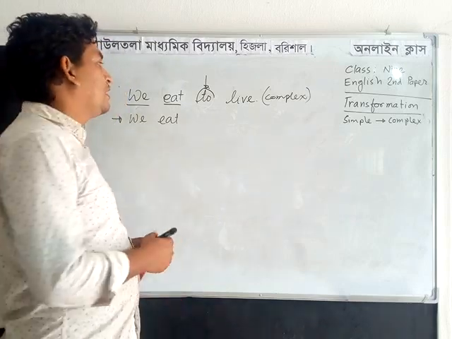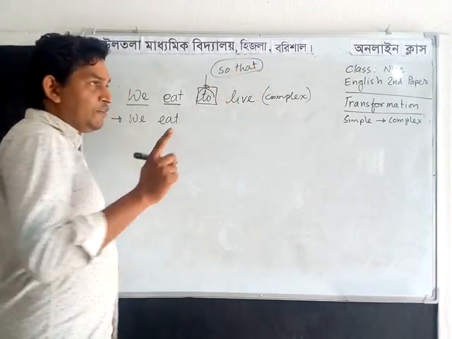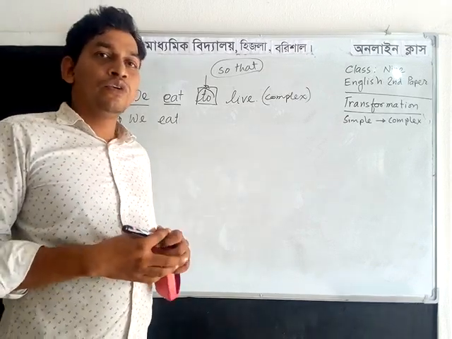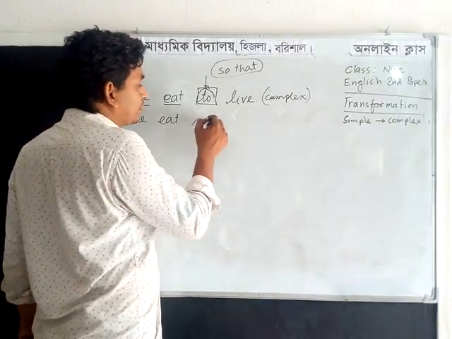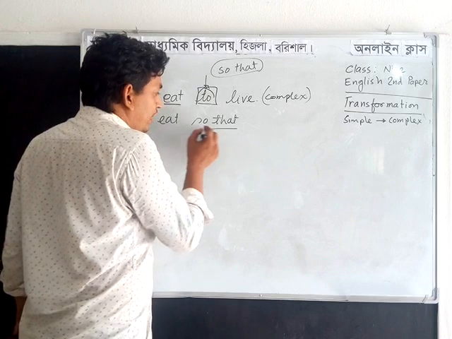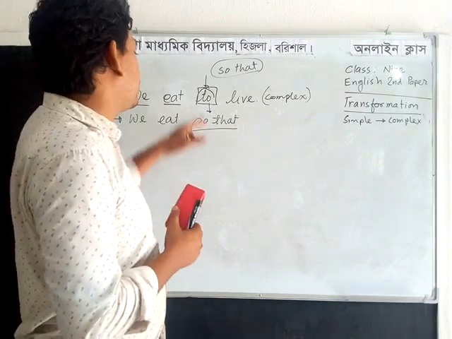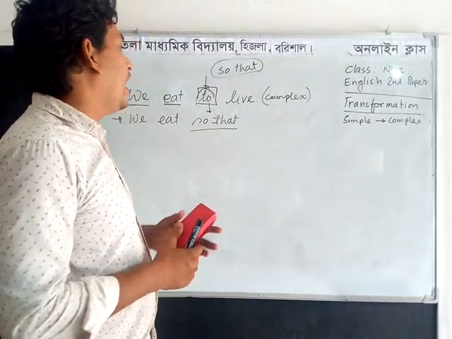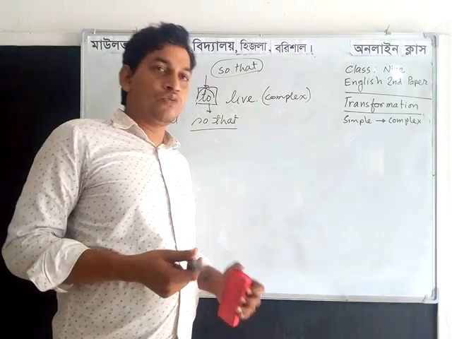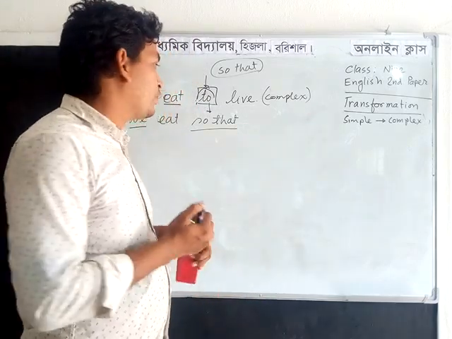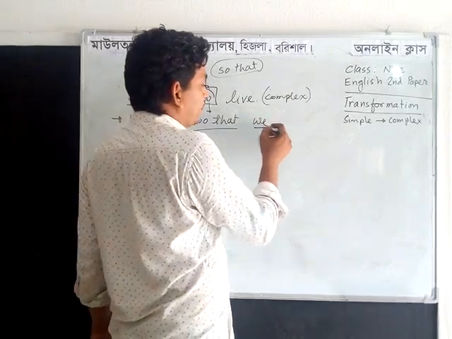And if there is any purpose, we have to write so that. If to refers to any purpose, we have to write so that to denote the purpose in complex form. That's why we eat so that. I have written so that instead of writing to, because my target is to make the sentence complex, and to will be changed to so that or in order that. Then I have to write another subject, because in this sentence there is only one subject. To make it complex, we have to insert another subject. That means we have to have two subjects in a complex sentence. That's why here there is: we eat so that we.